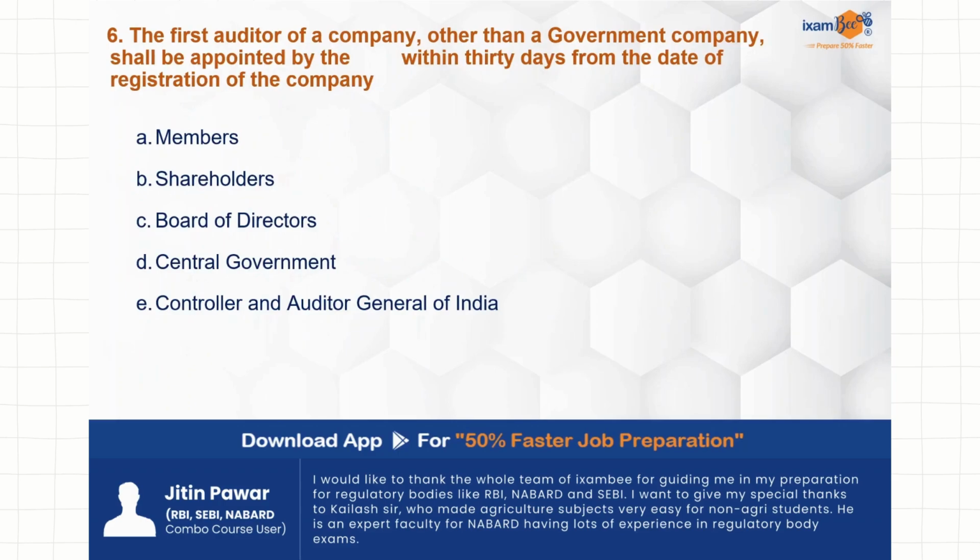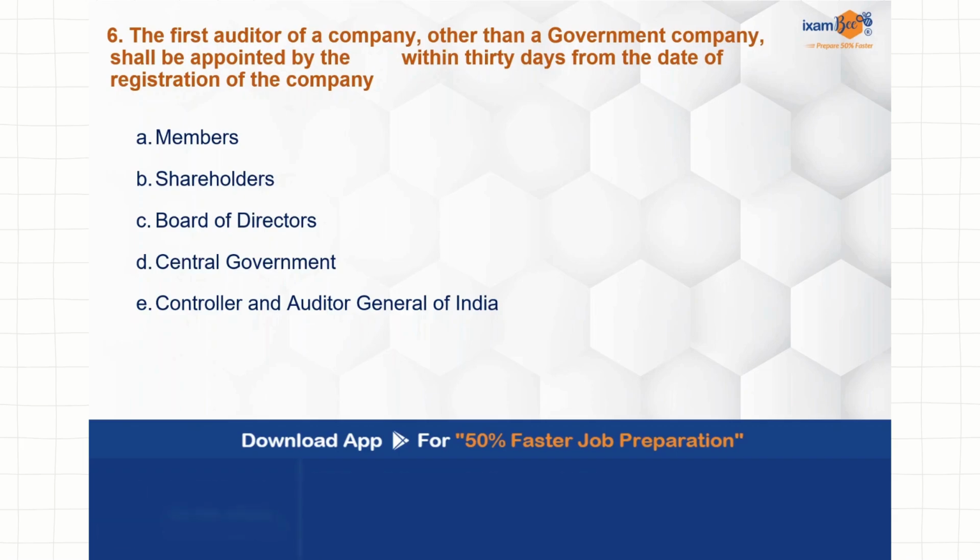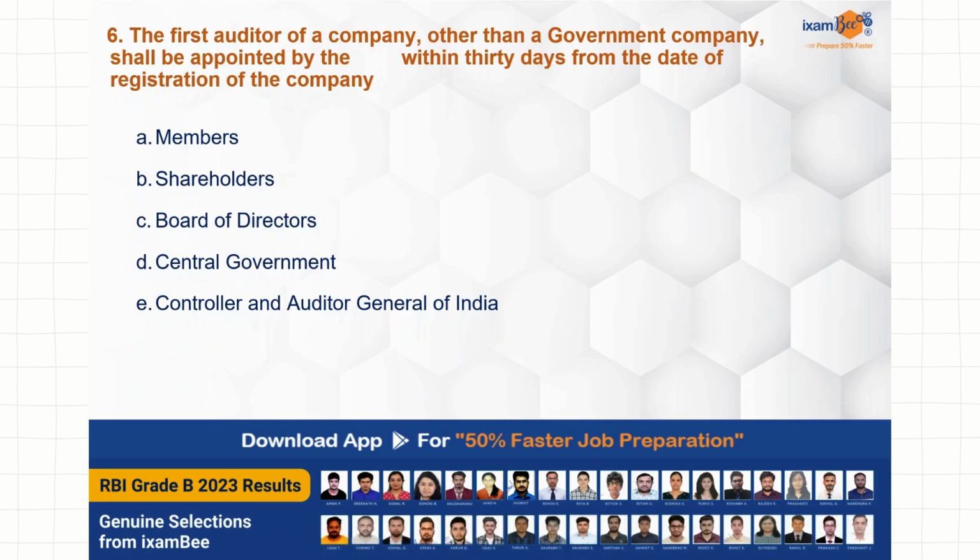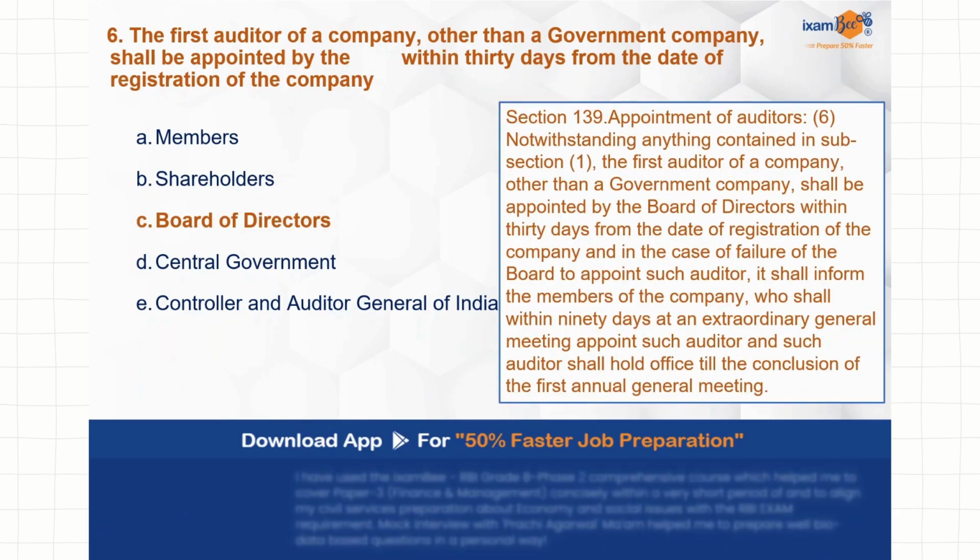Next question is again related to your company law wala subject. The first auditor of the company other than government company. So this is from the audit and auditors wala chapter. So other than government company ka first auditor shall be appointed by whom? Within 30 days from the date of registration of the company. So the correct answer here is board of directors.